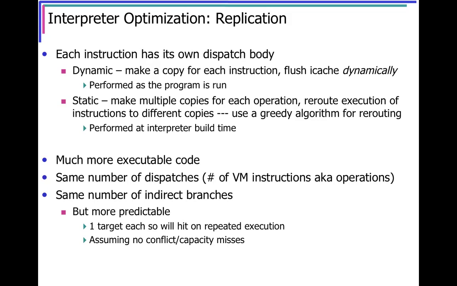However, because we don't have multiple instructions, ideally in all cases, pointing to the same handler, we know that we have branches that are much more predictable. If this particular push is always followed by an IADD, if those two handlers are linked, the branch predictor, after they execute for the first time, will get it right the next time, assuming no conflict or capacity misses in the branch predictor.